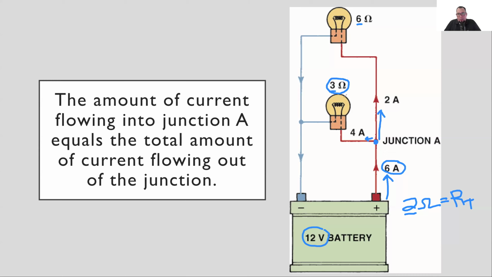Now, if we take 3 ohms in this first leg and multiply it by 4 amps, we will get 12 volts. Okay, let's do the same for the other one. If we have 6 ohms and we multiply that by 2 amps, we will get 12 volts. So the math works out either way, any way we want to look at it.